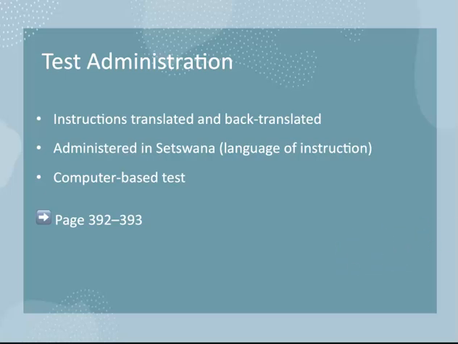Okay, so how was this test done? Read middle of page 392 to the top of page 393. Standardization of the administration procedures was achieved by translating Heaton et al.'s instructions to Setswana. So instructions were translated into Setswana. The test was done on a computer using software developed in South Africa, which helped reduce mistakes and made scoring more reliable.